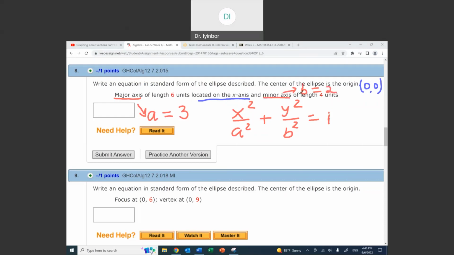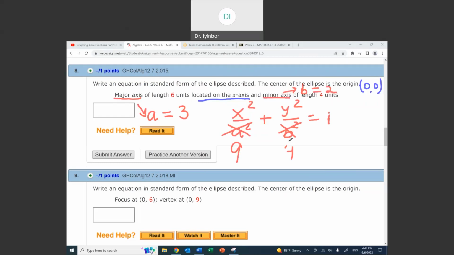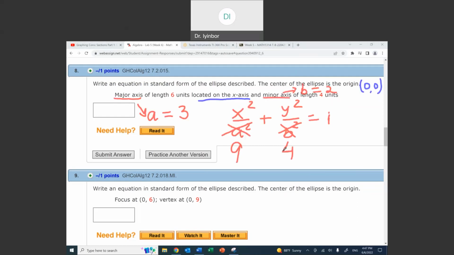So what I'm doing, I'm just going to replace A. What is A? 3 squared is 9. And I'm going to replace B. What is B squared? 2 squared is 4. So that's how my answer is going to look like: x squared over 9 plus y squared over 4 equals 1. So that's how you enter the answer.